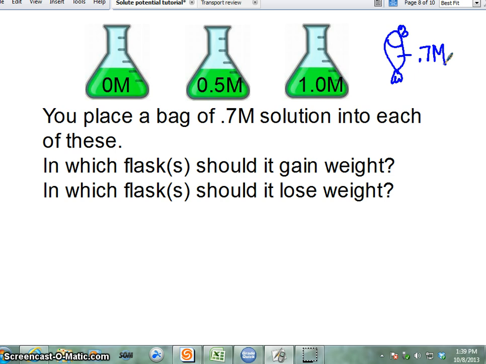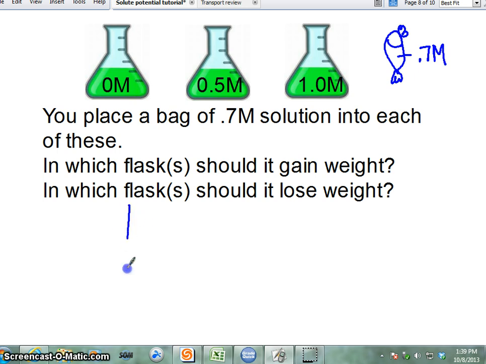Swell up. She says swell up. Agree? It will swell up. Because, remember, the rule: water will always travel towards the hypertonic solution. And this 0.7 is definitely hypertonic to 0.